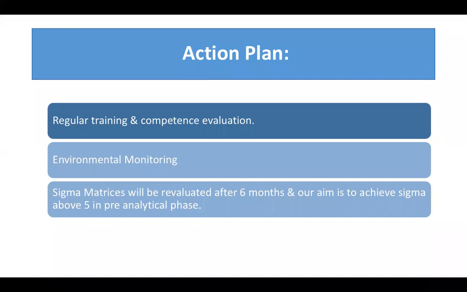Environmental monitoring: suppose the temperature is very high, because we have seen in many laboratories, they are collecting samples without AC. In summer, June, July, because of excess heat, the sample may get hemolyzed. And we thought we will again evaluate Six Sigma after 6 months. Our aim is to achieve, we are close to 5, our aim is to achieve Six Sigma, above 5, in these pre-analytical situations.